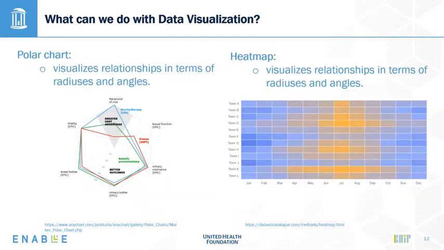A polar chart is a chart drawn in the polar coordinate system. It is useful when relationships between data points can be visualized most easily in terms of radiuses and angles. A heat map is a data table with rows and columns denoting different sizes of categories. This chart is also a good resource for comparing data.